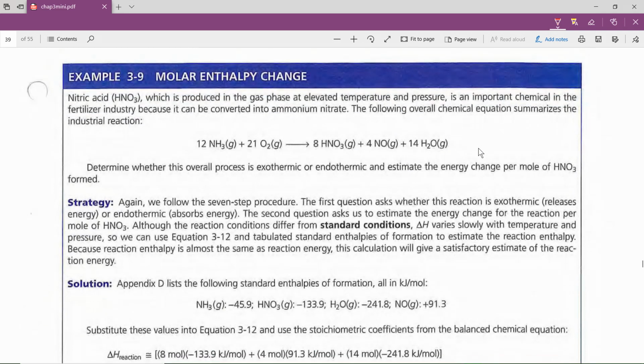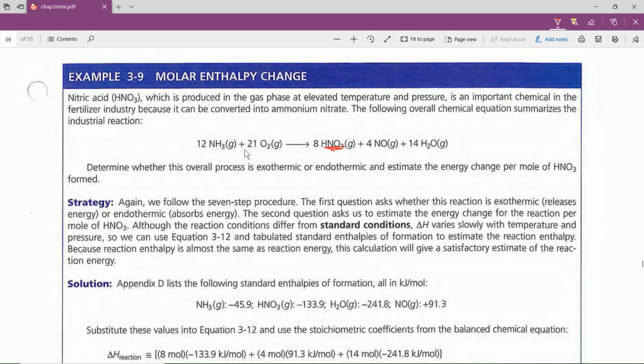So here in example 3.9, we have nitric acid, which is HNO3. It's produced in the gas phase at elevated temperature and pressure. It's an important chemical in the fertilizer industry because it can be converted into ammonium nitrate. The following overall chemical equation summarizes the industrial reaction. And if you're following along at home, this is on page 149.